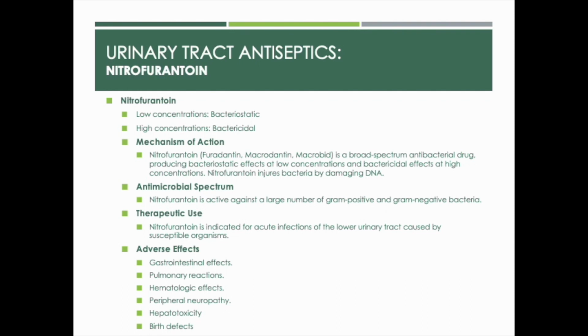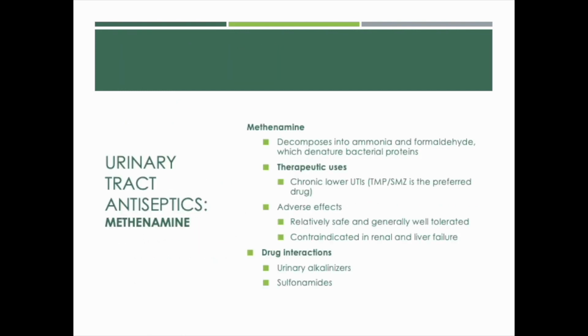Because of the possibility of hemolytic anemia, we do not give this to patients. It's contraindicated to patients that are at 38 to 42 weeks gestation. There are other antibiotics that you can use, other alternatives, so you don't need to choose nitrofurantoin in those situations. And then the last antiseptic that we'll talk about is methenamine.